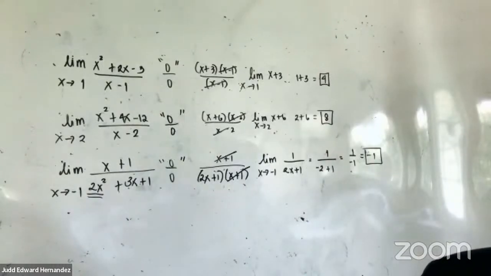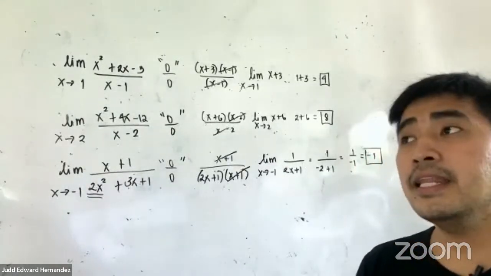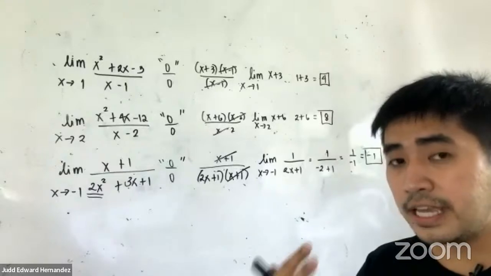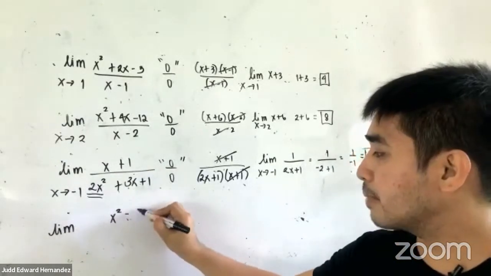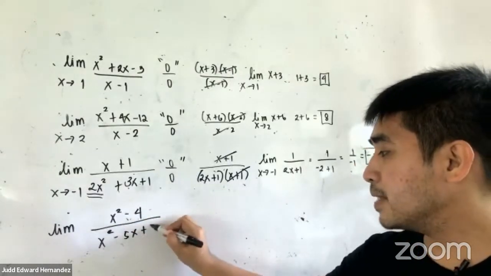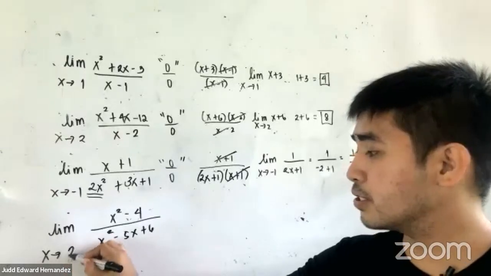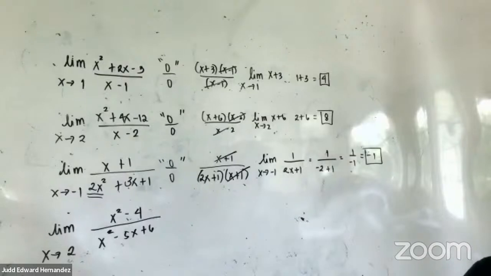So let's try naman. May napag-aralan tayo kahapon wherein we use difference of squares. Try naman natin ng magkahalo, factoring and then difference of squares, just like this one. The limit of x squared minus 4 over x squared minus 5x plus 6 as x approaches 2. Okay? So could you please try answering this for 1 minute? And then raise your hand if you'd like to answer.